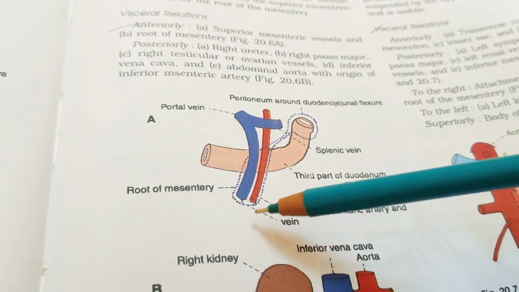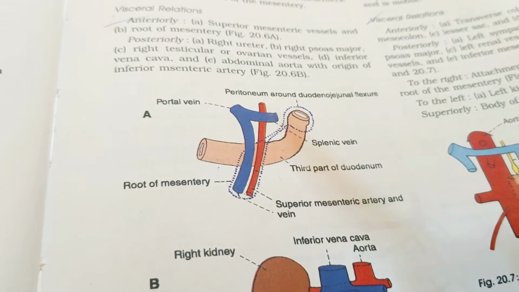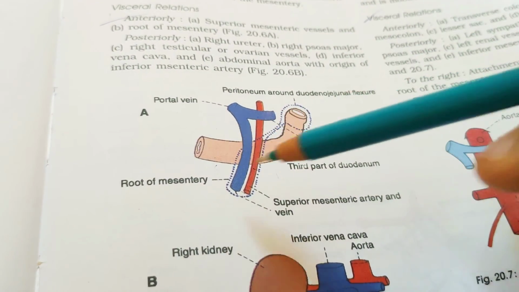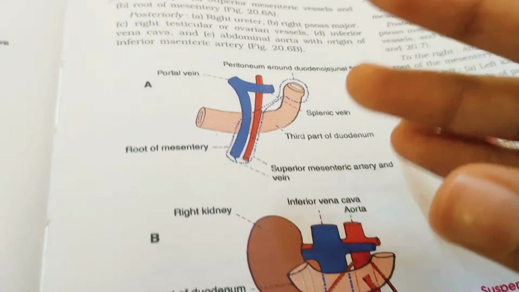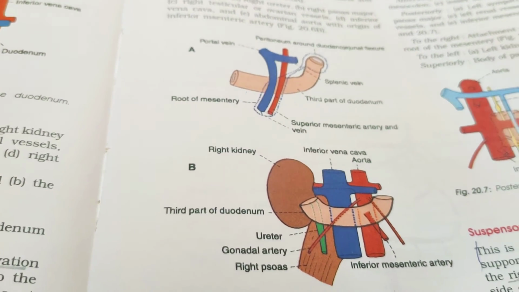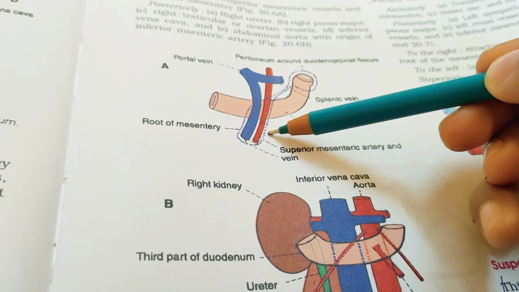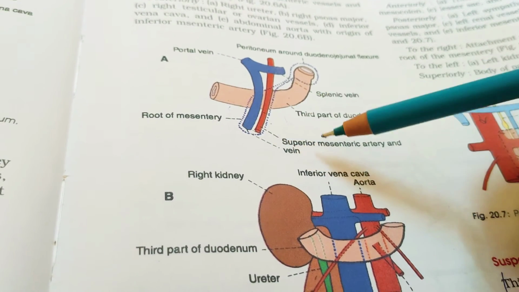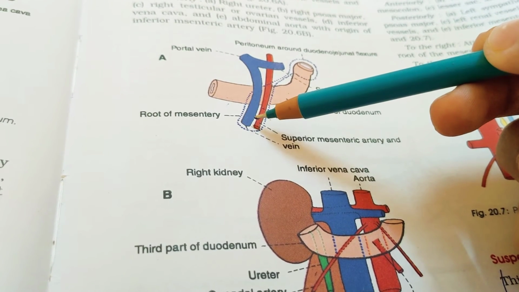So only at this point there is no peritoneum, but on all other sides of the third part, there is peritoneum covering the anterior side. Next, coming to its visceral relations, let us check directly by means of this diagram. If you see anteriorly to this third part of the duodenum, you have the superior mesenteric artery and vein. That is nothing but the superior mesenteric vessels are anterior to the third part of the duodenum.